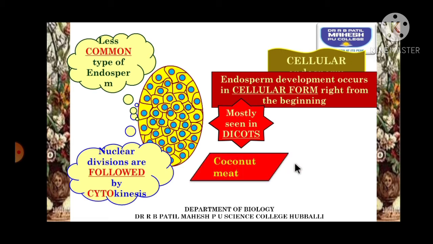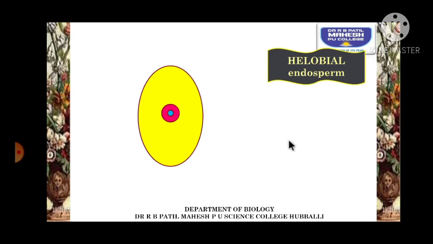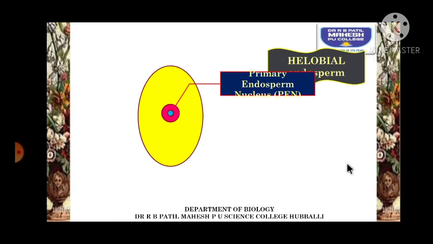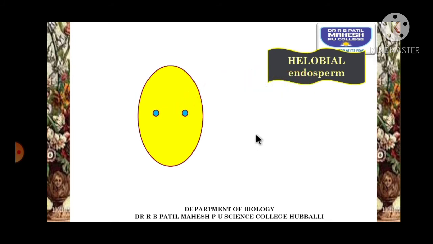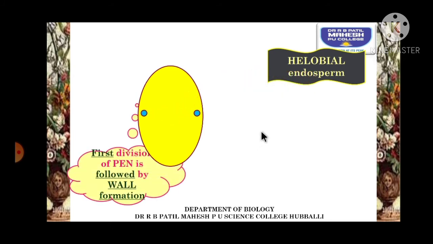Okay, the coconut meat, what we say, is due to the cellular endosperm. Now coming to Halobial endosperm. Halobial endosperm is said to be a connecting link. So what happens here? The primary endosperm nucleus will divide into nuclei. The first division of the primary endosperm nucleus is followed by wall formation. See there, there is a formation of the cell wall around the two nuclei which are formed.